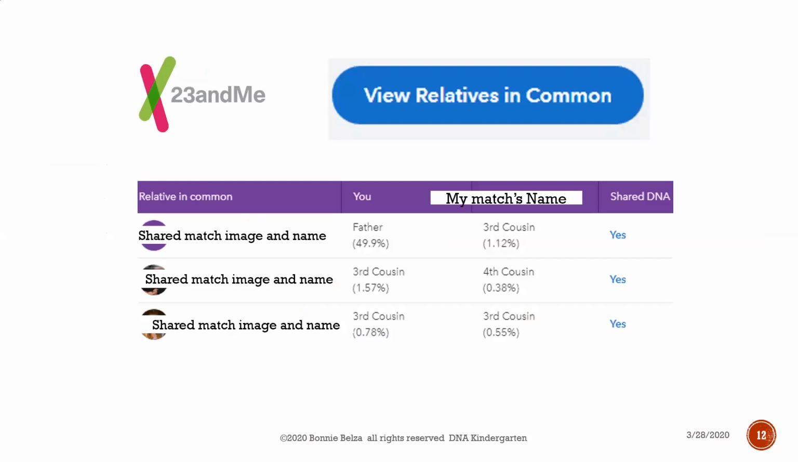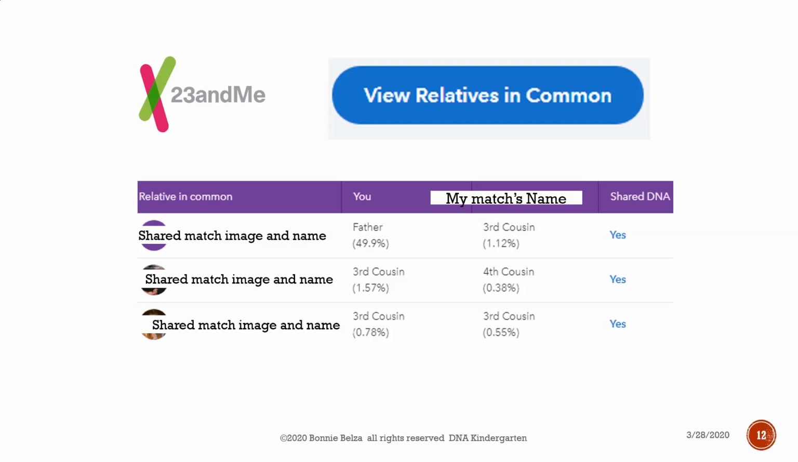23andMe calls their shared matches relatives in common. It's a little tricky to find this list. When you're looking at one of your matches, scroll all the way down the page on 23andMe, and near the bottom, you'll see this large blue button that says View Your Relatives in Common. They're listed on the left-hand side, and just like MyHeritage, you get a list of how you're related to that match and how your target match is related to that match.